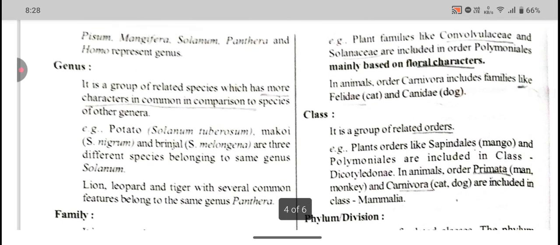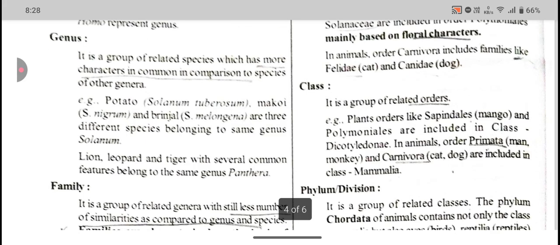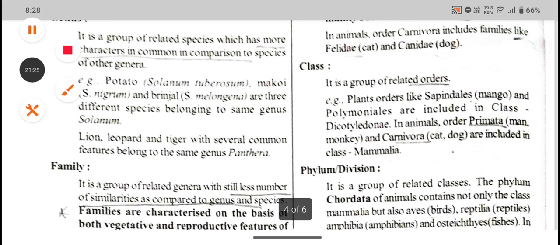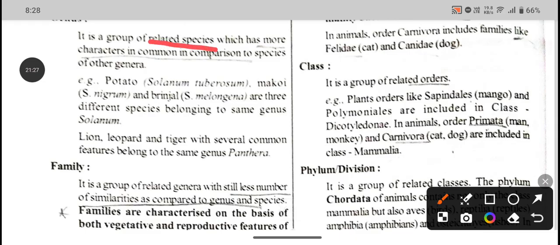So Pisum, Mangifera, Solanum, Panthera and Homo represent the genus. So what is a genus here? It is a group of related species which has more characters in common in comparison to species of other genera. So potato, brinjal and tomato, three different species belonging to the same genus Solanum, share common characters. Lion, leopard, and tiger, with several common features, belong to the same genus Panthera.